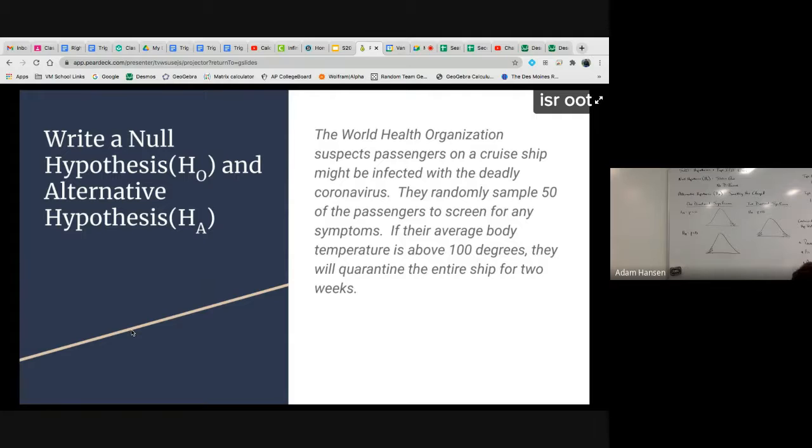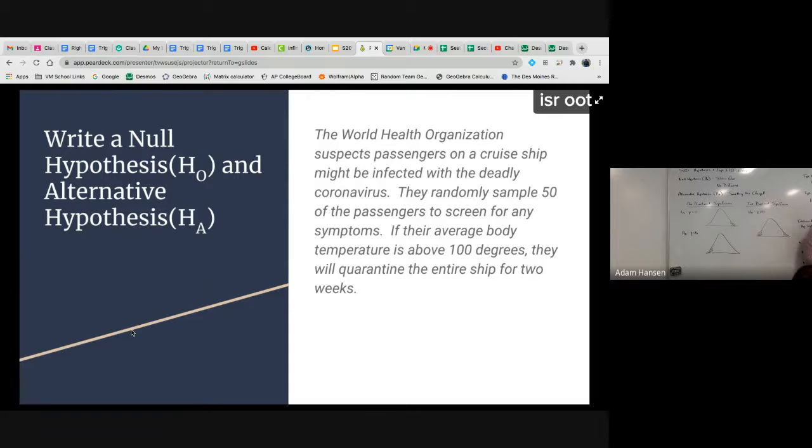Proportions or means? Means. You're always going to frame your hypotheses in terms of the parameter, either p or mu, the population proportion or population mean. Your null hypothesis always uses an equal sign next. The average temperature is equal to what? 100 degrees Fahrenheit. That should be our null hypothesis. Your null hypothesis will always start with some statement of equality. Always going to use an equal sign.